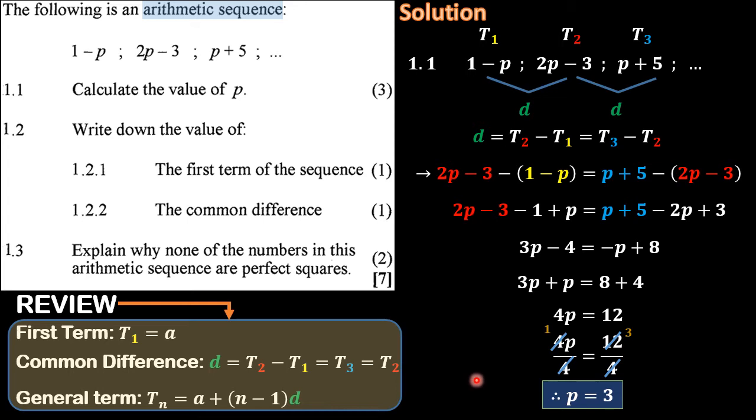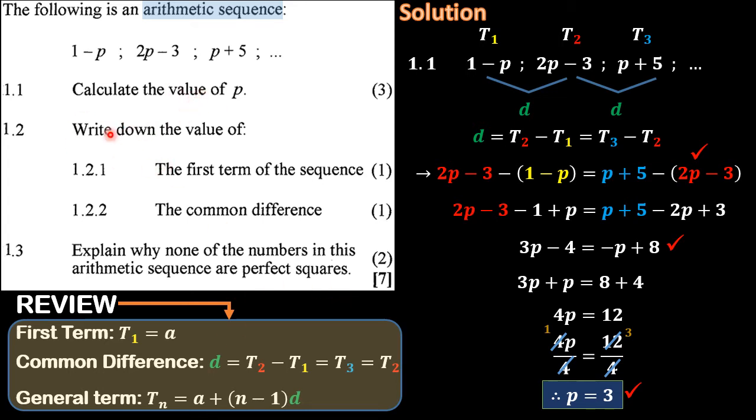Very, very simple. Now, this is how it's going to be marked in the final examination. You'll get a mark for the property of an arithmetic sequence relative to the common difference. You also get a mark for any simplification, for removing your brackets. And then you get a mark for the final solution, saying p is equal to 3.